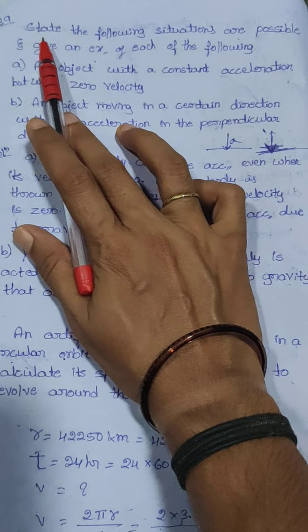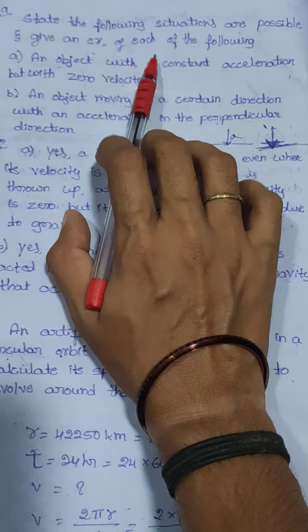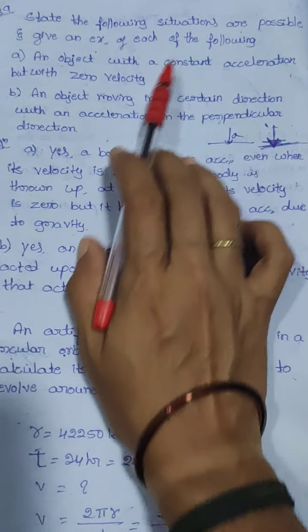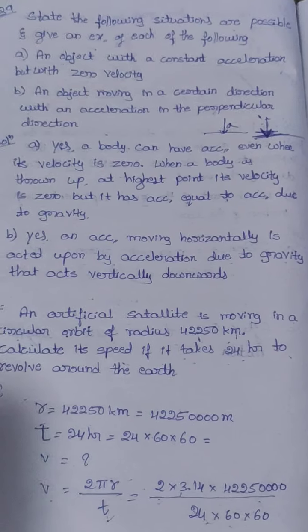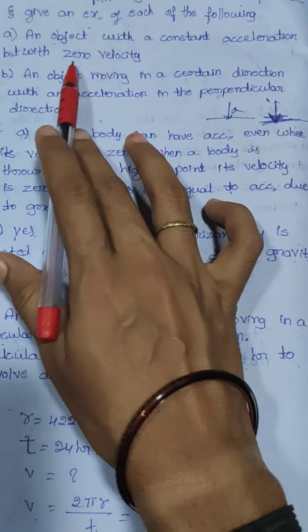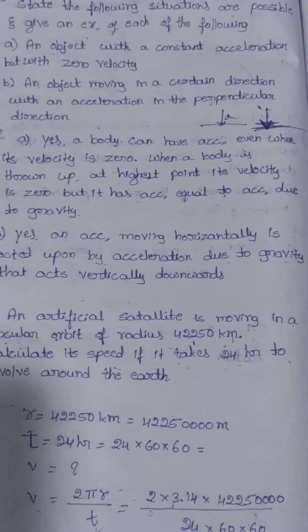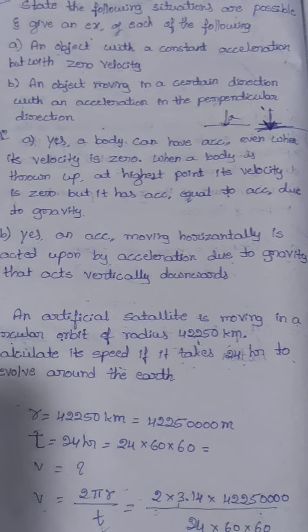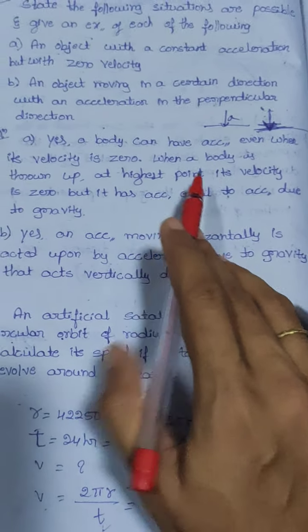So question number 9, state whether the following situations are possible and give an example of each. By situations we mean whether the situation exists or not. First question, an object with a constant acceleration but with zero velocity. An object is moving with a constant acceleration with zero velocity. Yes, this can be possible.